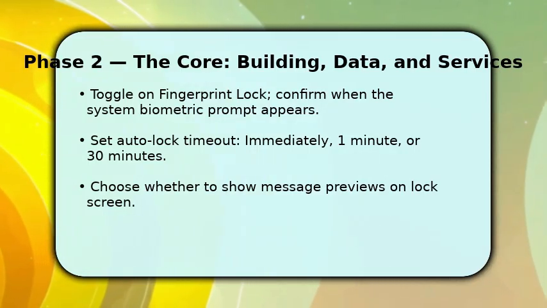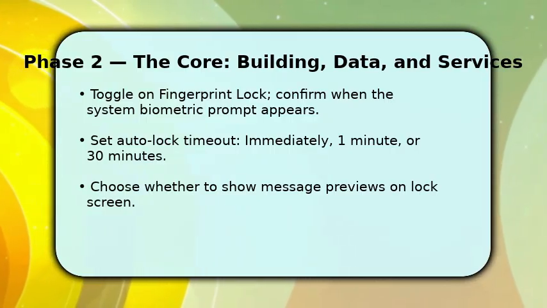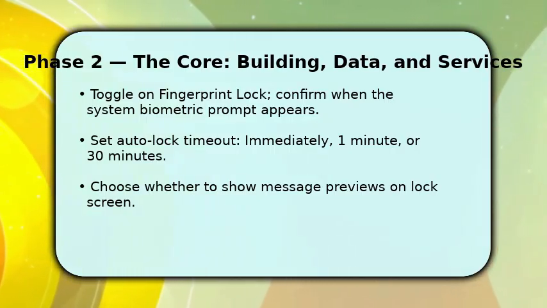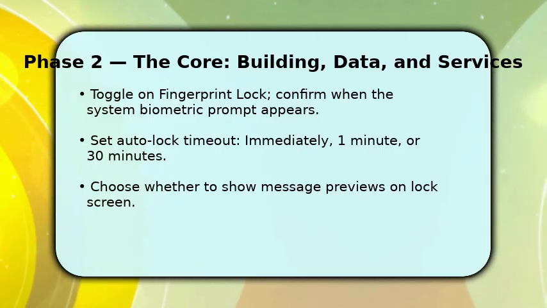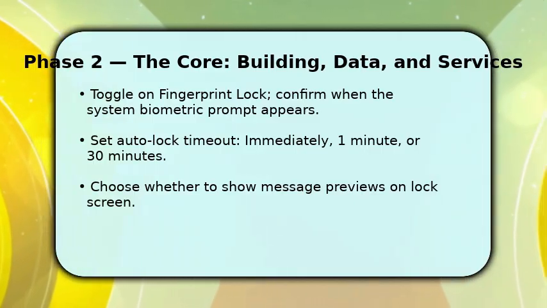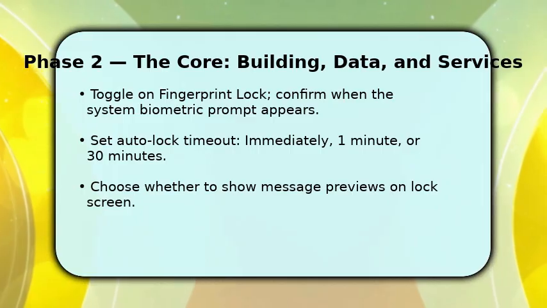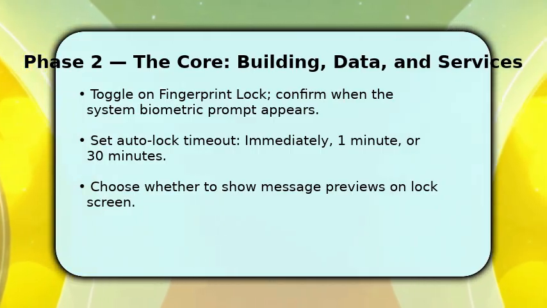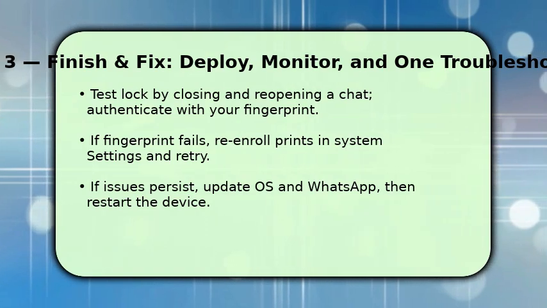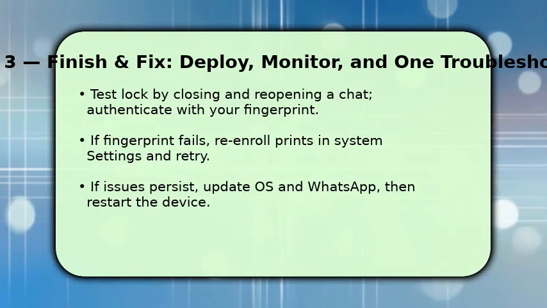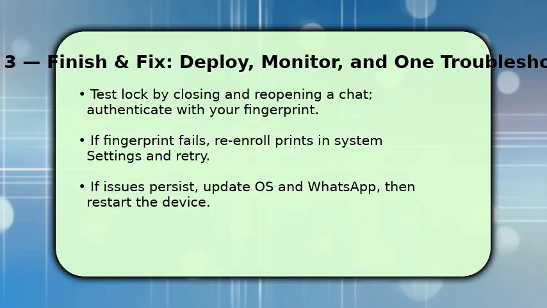Also decide whether to show message previews while locked: hide previews for maximum privacy, or allow them if quick glances are needed. These options control how often you authenticate and how much content is visible. Finish by testing. Exit WhatsApp or a chat, reopen and verify that the app asks for your fingerprint. Authenticate to confirm it unlocks chats.